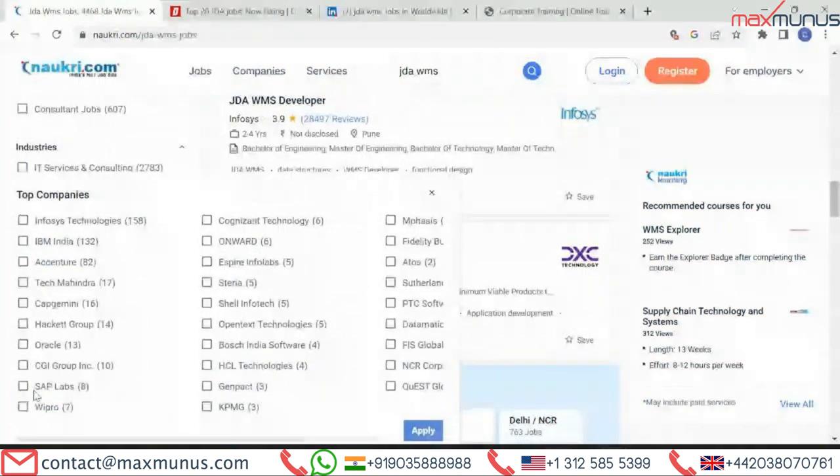Let's see which are the companies in India hiring for JDA WMS. Infosys Technologies is at the top, where there are 158 job openings, and many other big companies are also hiring for JDA WMS across India.